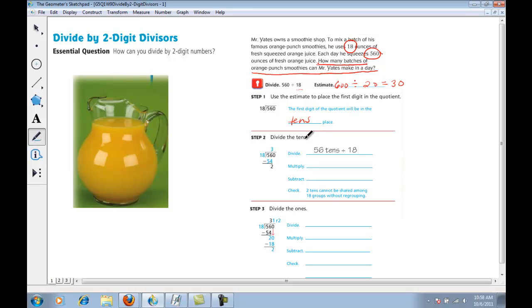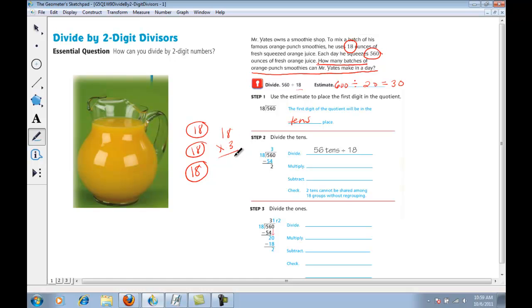Now we're going to divide the tens. Here we have 56 tens that we need to put into groups of 18. So we're going to divide 56 by 18. Then we need to see how many of those tens are going to be used in those groups of 18. I have a group of 18 here and a group of 18 here. Since my estimate is 30, or 3 tens, about 3 groups of 18 is probably going to be pretty close to 56. So the next step is to multiply.